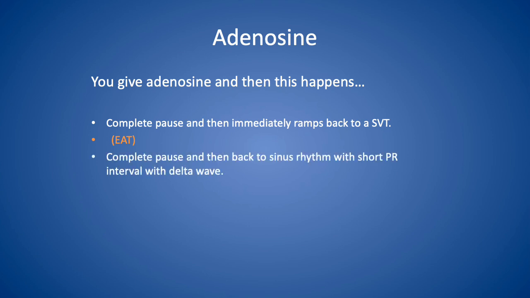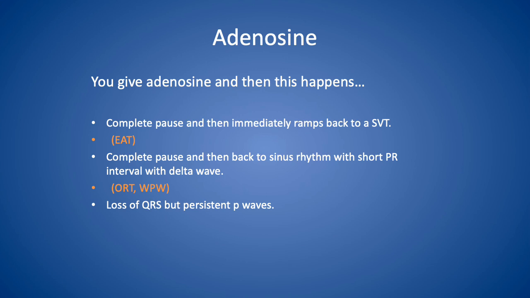There's a complete pause, and then you've converted back to a sinus rhythm, and you reveal that there's a short PR interval with a delta wave. And so this would be an example of a reentrant tachycardia, or an ORT, which has a bidirectional accessory pathway, or also Wolff-Parkinson-White. And this was not only diagnostic, but also therapeutic, where adenosine was able to break that circuit, and we were able to return back to a sinus rhythm.